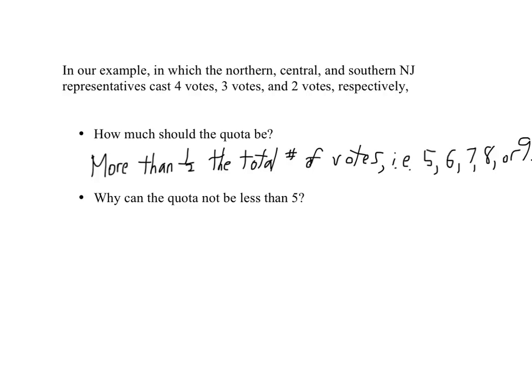Well, if the quota were less than 5, if, for example, it were 4, then the Northern Jersey representative, the sole member of that faction, could pass one resolution, and the other faction could pass the opposite resolution. In other words, there would be chaos. There would be contradictory motions being passed by the same committee.